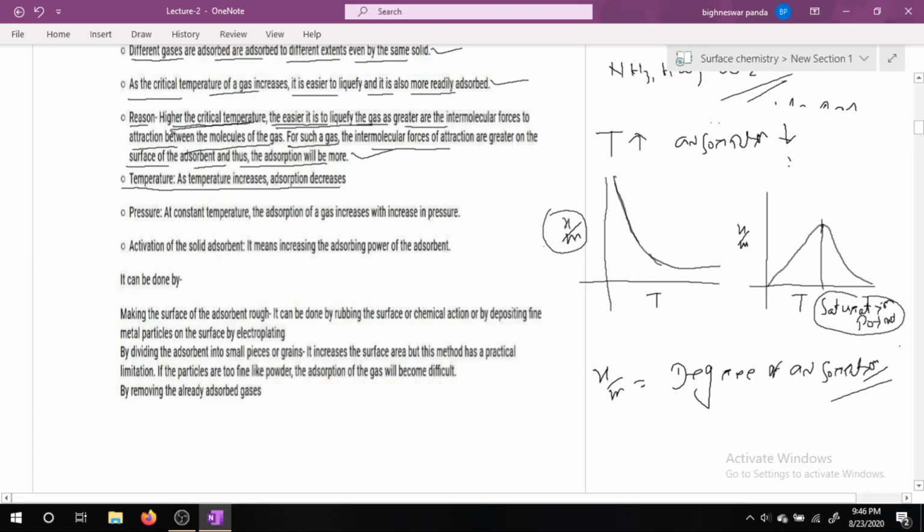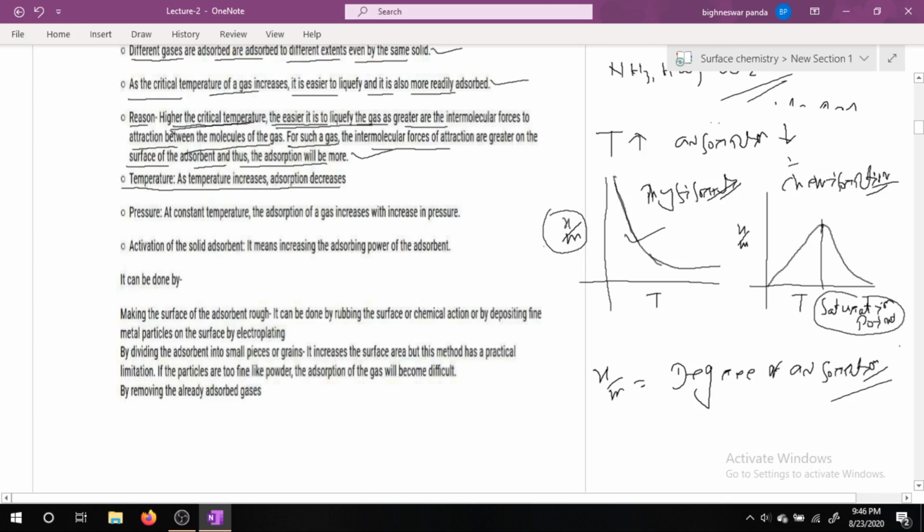So this is for physical adsorption or chemisorption. This is for chemi and this is for physi. So with increase in temperature the physical adsorption decreases. Then come to the next part.